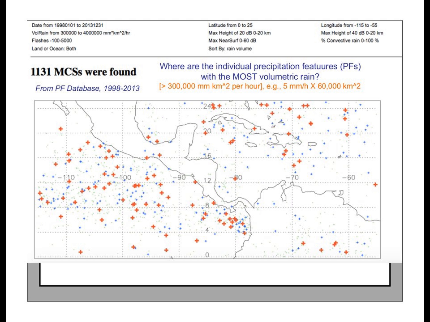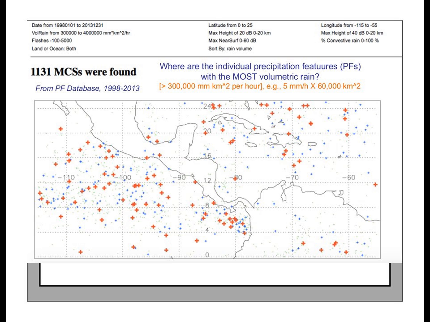Now, for the last set of slides, I'm simply going to ask very simple questions, and it's very easy to answer these questions by going to the TRMM precip feature database, putting in the lat longitude limits, as I have here for the IAS region, and putting in various limits on what type of system we want.